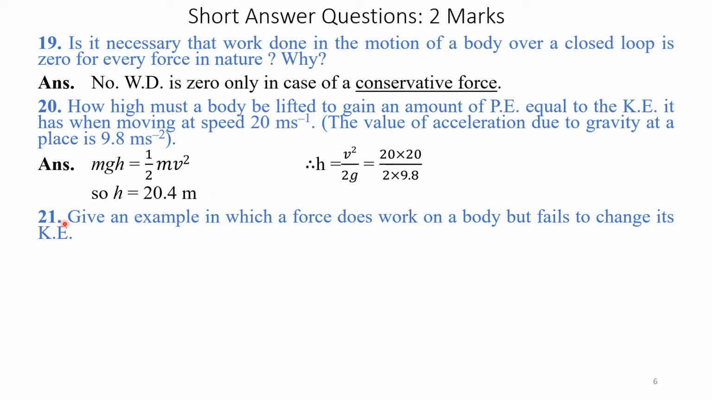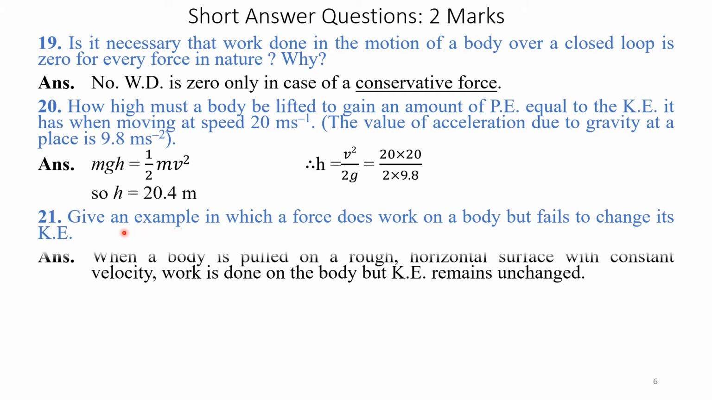Question number 21. Give an example in which a force does work on a body but fails to change its kinetic energy. Answer. When a body is pulled on a rough horizontal surface with constant velocity, work is done on the body, but kinetic energy remains unchanged.